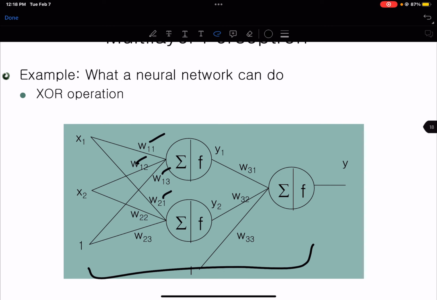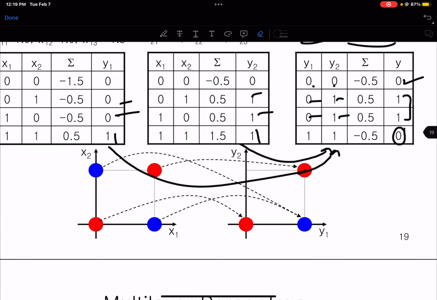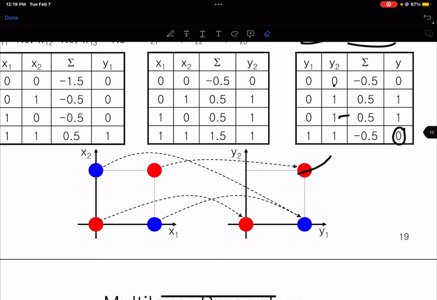These weight values I'm talking about. We have to set the values such that the output is that of a XOR. So the MLP will work as an XOR function. So we started from here, and this should be our output.